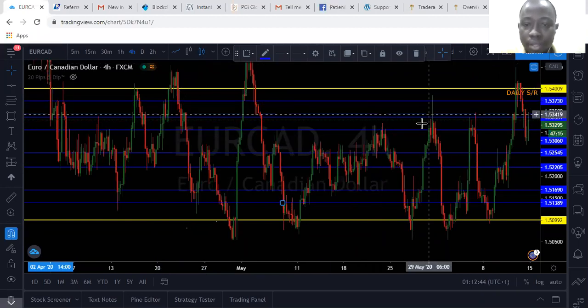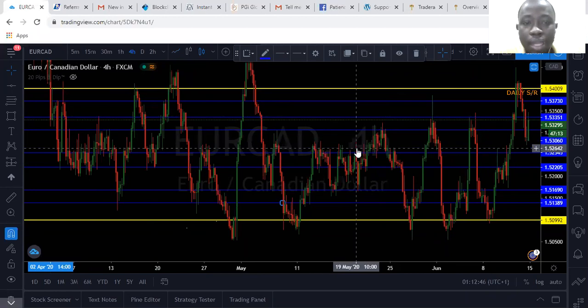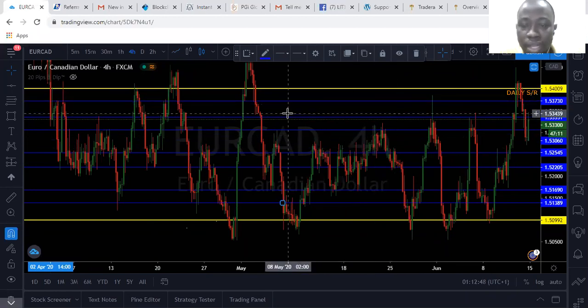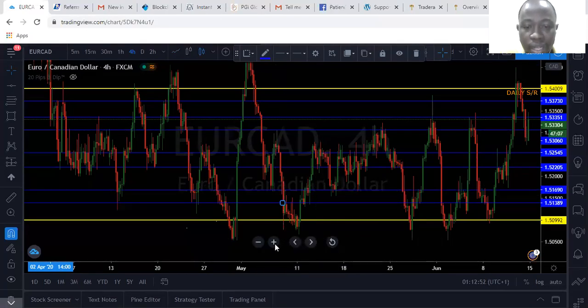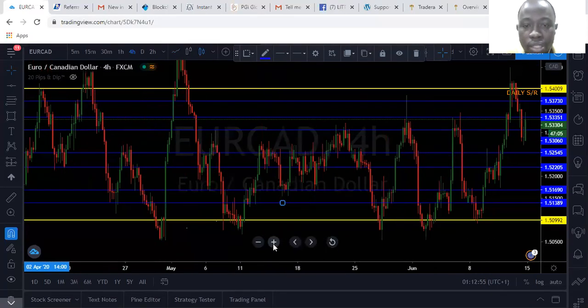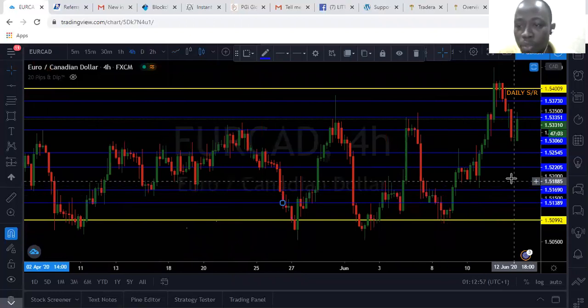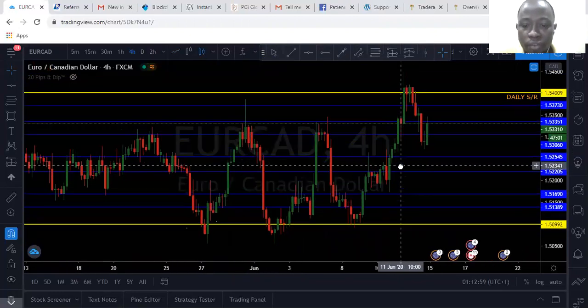Yeah, guys, you're going to see how all these align. All these I've been able to analyze on my line chart. You see the way the candlesticks and everything align with my support and resistance. They agree with my area of support, my area of resistance.